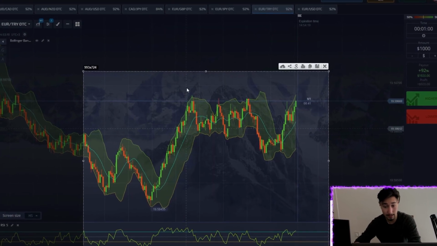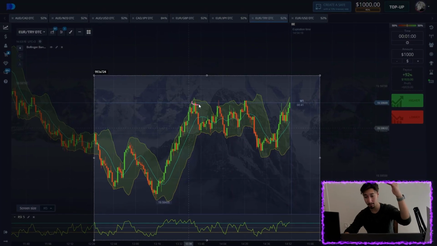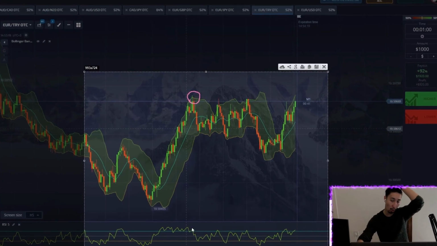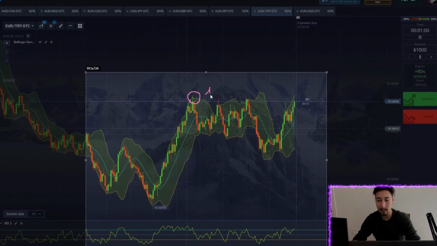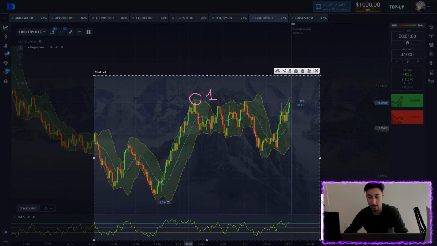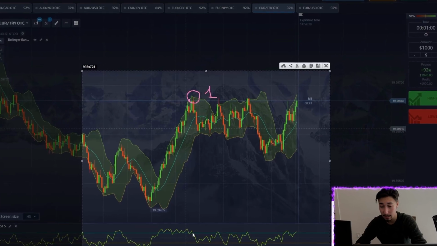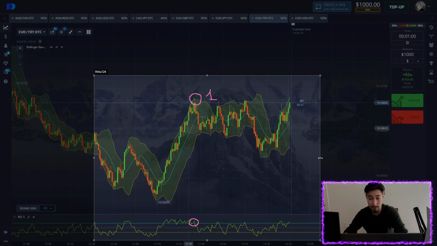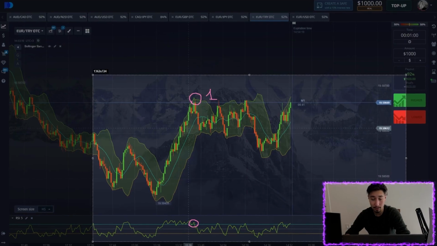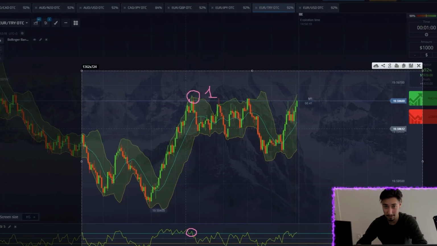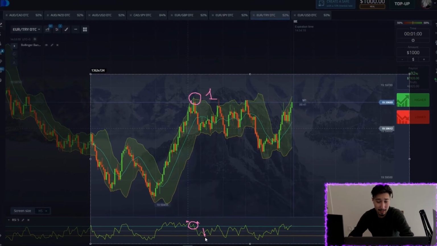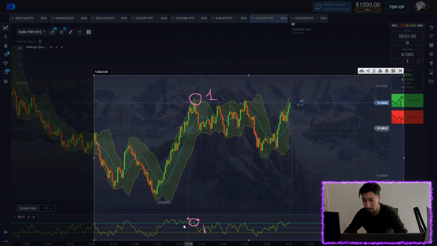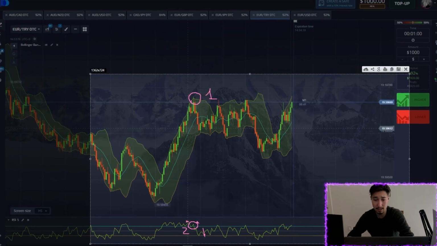So here the touch of the upper boundary did happen, and this is the signal number uno, right? Basically we see the whole picture instantly. The moving average crosses the level 70, the overbought zone, so the crossing top down, and this is the signal number dos, second signal. And basically you should realize that if we open a short here, the price goes downwards.